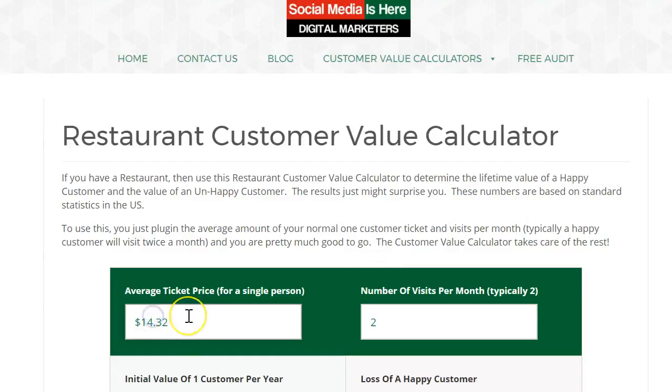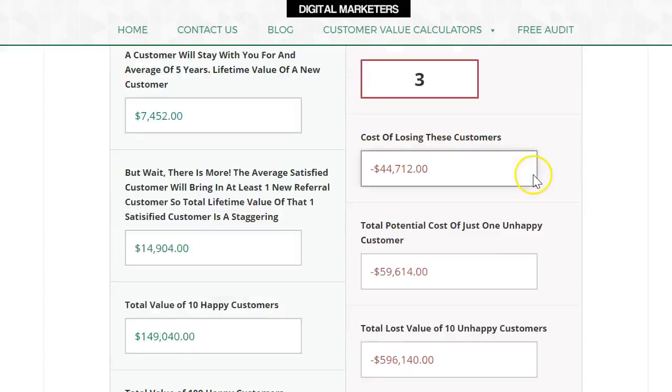And if we run these numbers, and I'm just going to bump this up to, let's say it's a little bit nicer place, and we're going to take it up to, let's just say $27 even Steven. And these numbers get a lot better. So here we go. The average customer value of that one happy customer goes up to $14,000, almost $15,000. Whereas the unhappy customer, it gets popped up to $59,000.